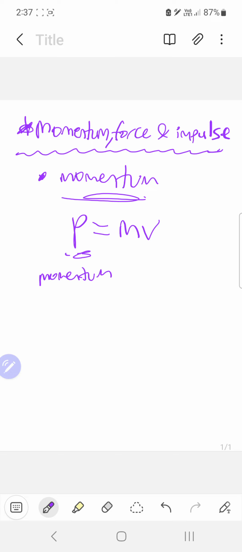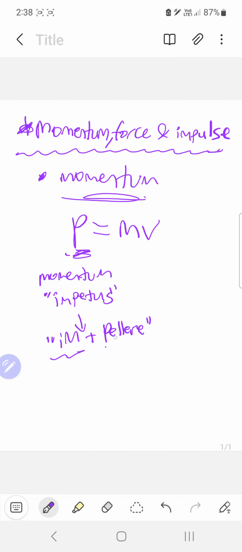It was actually given the letter P by the French mathematician and physicist Joseph Louis Lagrange, coming from the Latin word impetus. Impetus comes from im and pelle. So im means inner, and pelle means to push forcefully. So it's like the inner motion of an object, the inner energy causing motion in an object.